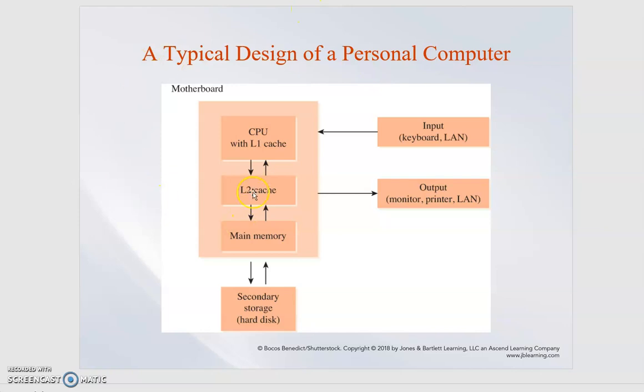The motherboard will have all these cache memories and main memories, and your hard disk will provide persistent storage. Input and output: keyboards and LANs. Input devices are your keyboard, your LAN devices, and mouse. Your monitor and printer, connected through a LAN, are considered output devices. Okay.